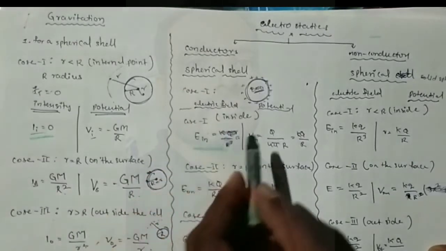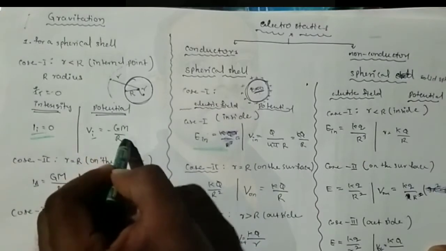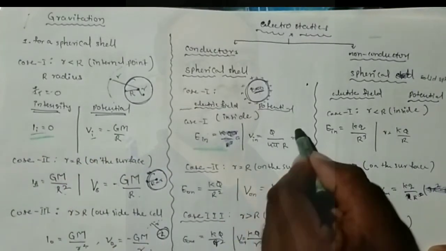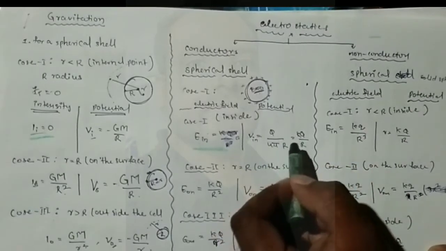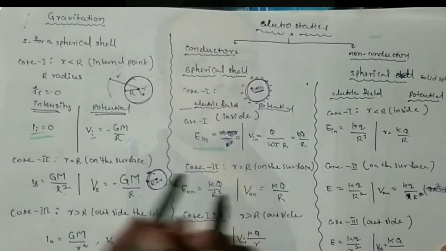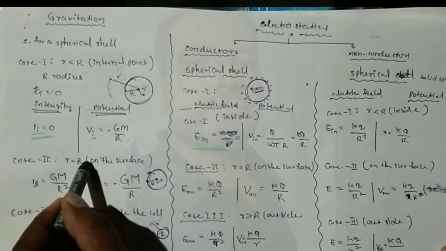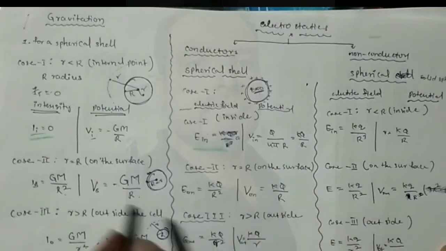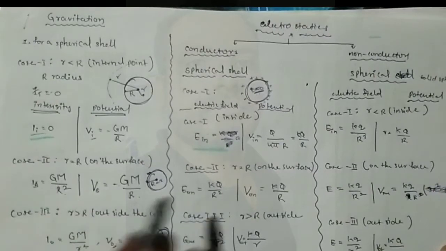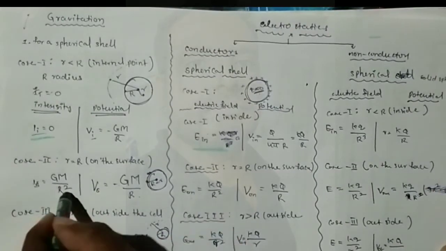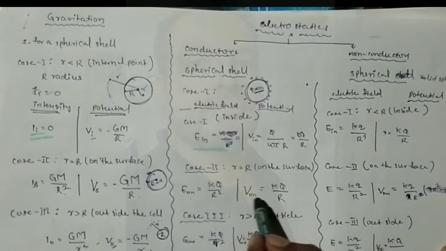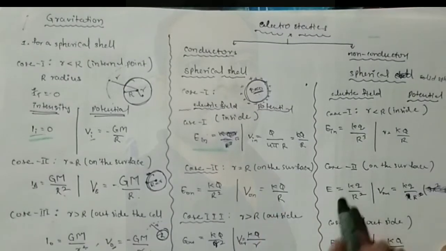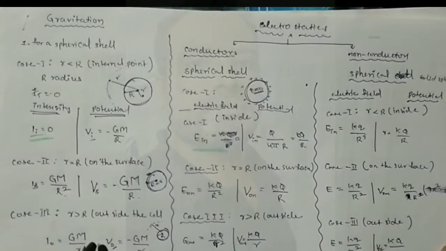Electric field 0. Here potential is equal to minus Gm by R. Same way, here potential is equal to Kq by R. G is replaced with K, M is replaced with Q, right? And the second case, on the surface: intensity is Gm by R square, E is Kq by R square, potential is minus Gm by R. Here also potential is Kq by R. The third case is also the same, both are same.